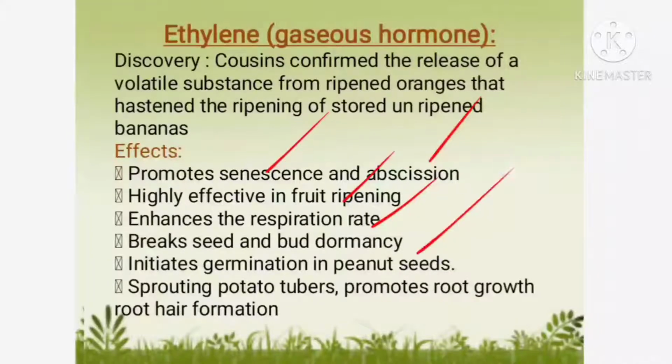Seed and bud dormancy is broken. What does dormant mean? Take a seed, for example any pulse. If you keep this pulse just like that, it can stay for a longer duration, isn't it? Green peas or dried ones, whichever pulse you keep for a longer duration, it will be like that only. It will not germinate. But they are alive, because they are dormant. Dormant means they are resting.